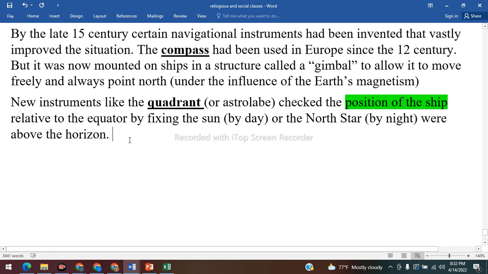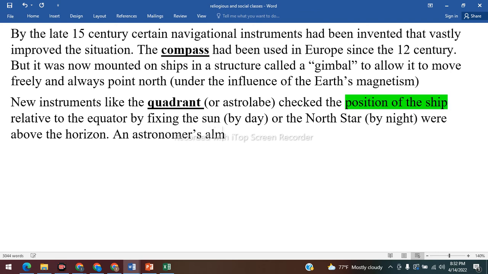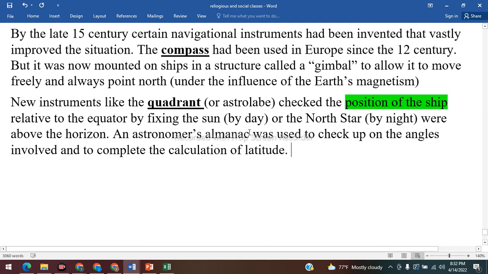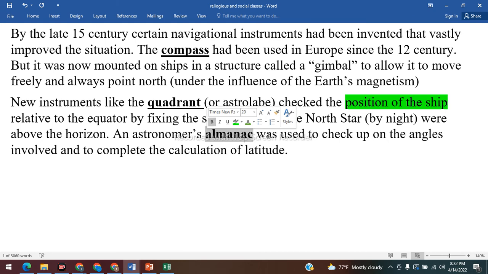And then we have the almanac, right? So an astronomer's almanac was used to check up on the angles involved and to complete the calculation of latitude. So the quadrant and the astronomer's almanac were used hand in hand to determine the position of the ship.